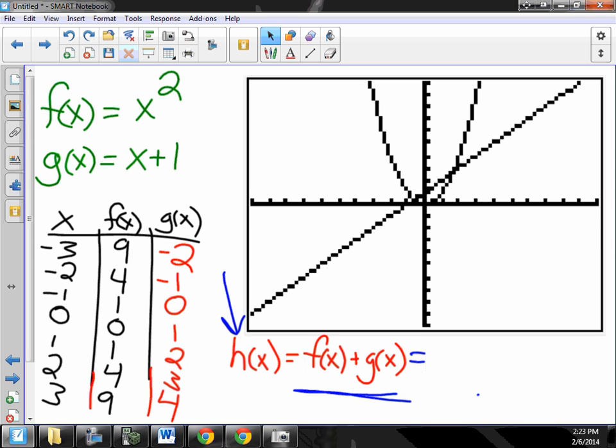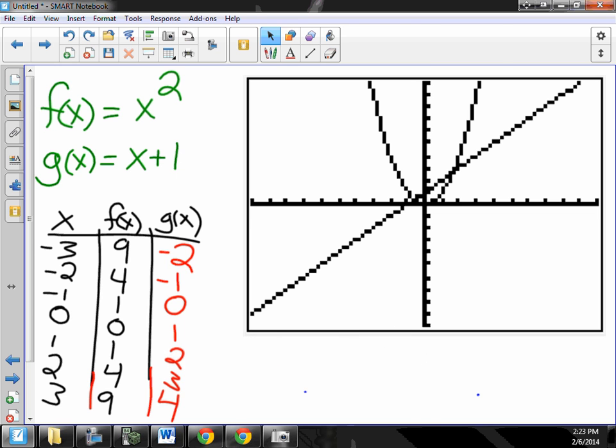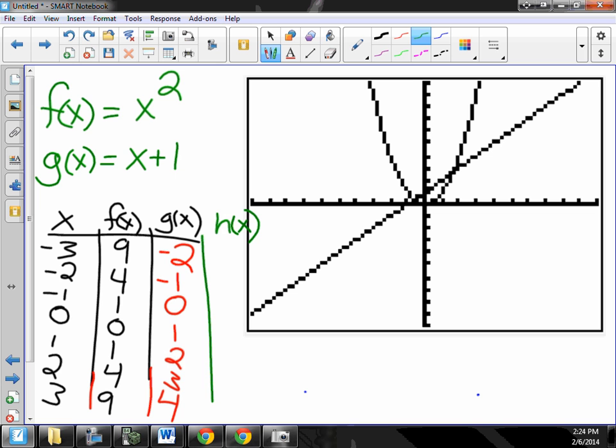Well, what does f of x mean on the graph? Where does f of x show up on the graph? It's the y values. So this says take the f of x y values and add them to the g of x y values. So I'm going to create a new column, and that column is h of x. And I'm just going to take the y values in the other ones and add them together. So 9 minus 2 is 7. 4 minus 1 is 3. 1, 1, 3, 7, and 13.